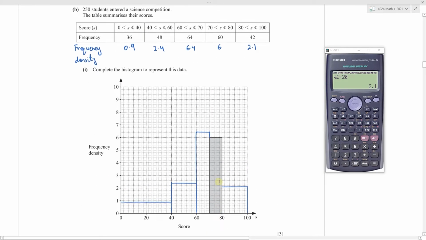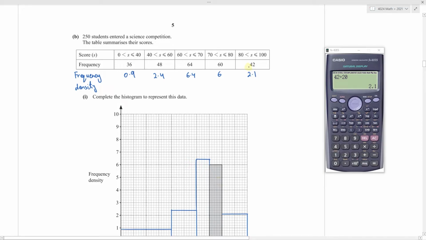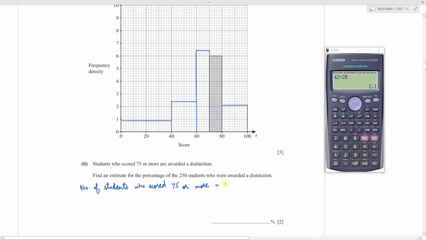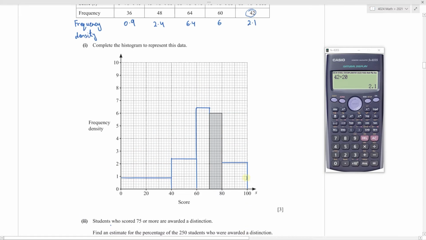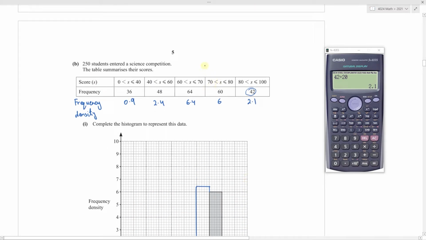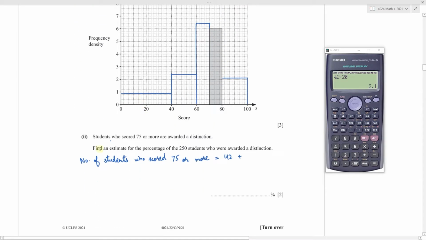So let's look at the table. How many students scored 75 or more? Definitely these 42, because they scored between 80 and 100. So 42 plus. Now this interval is 70 to 80, but we are interested right in the middle. How many scored 75 or more? A good way to solve this is, since we have 60 students in this full interval, and our boundary is in the middle, we can evenly split them, 30 on each side, to get a good estimate. Remember, the question asks for an estimate.